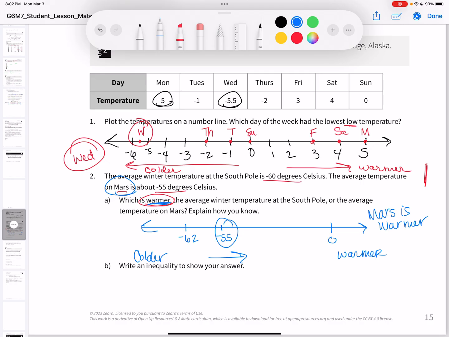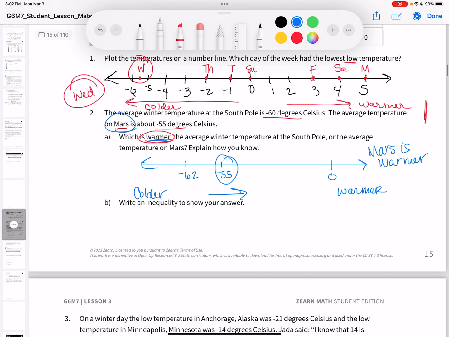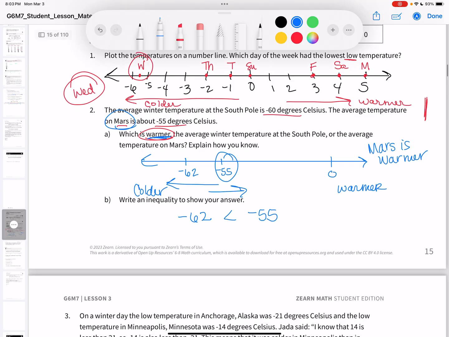All right, write an inequality to show your answer. So negative 62 is less than or greater than negative 55. Negative 62 is less than, right? Because it's further away from 0 in the negatives. So it's less than, it's colder than negative 55. Okay? All right, let's go on to the next one.